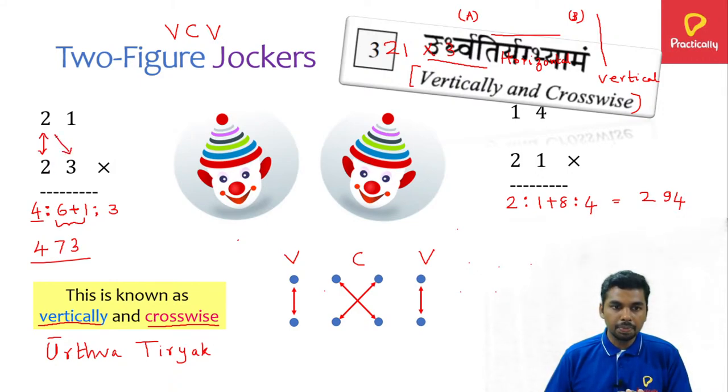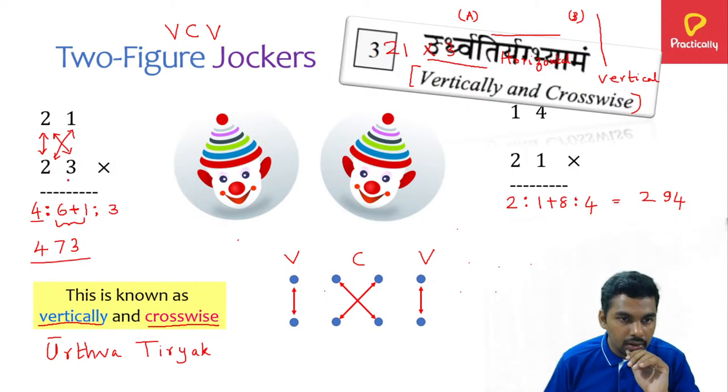In the second step, you just have to multiply crisscross. Everybody understands crisscross, right? Like opposites. So here the opposites are 2 and 3, and the other opposite is 1 and 2. So you multiply 2 and 3, that is 6. You multiply 2 and 1, the answer is 2.